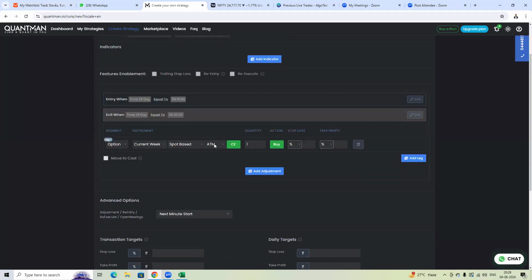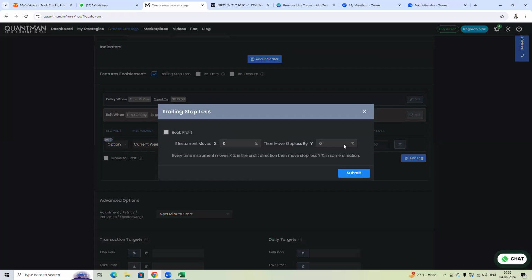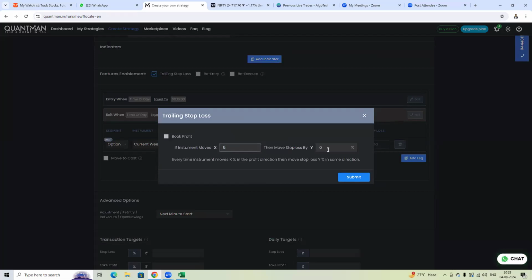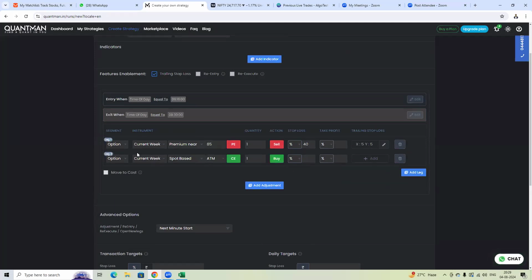Okay, current week we'll go for premium based, premium near 85. Okay, call option hai sell karo and keep a stop loss of 40%, and you can use the trailing stop loss, okay, trailing stop loss of every 5% down. अगर 5% पे 5% सबमिट कर सकते हो. और एक ऐड लगाओ. Okay, this is also premium near. ये क्या हो जाता है? Strangle हो जाता है. Call option you select 40 rupees.